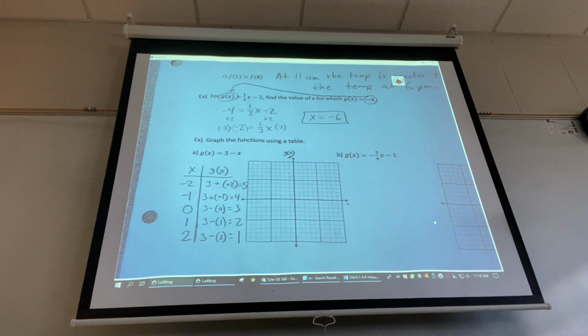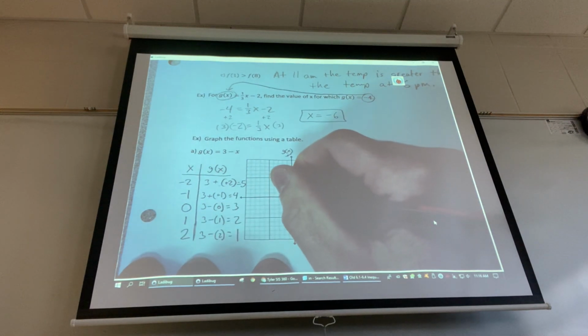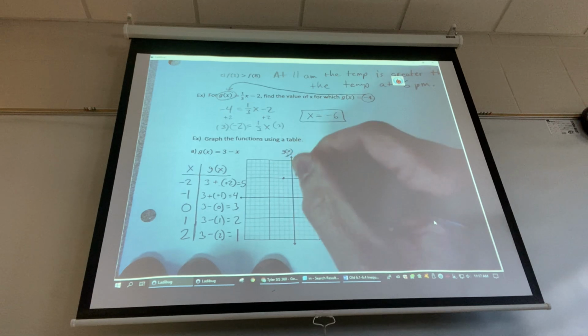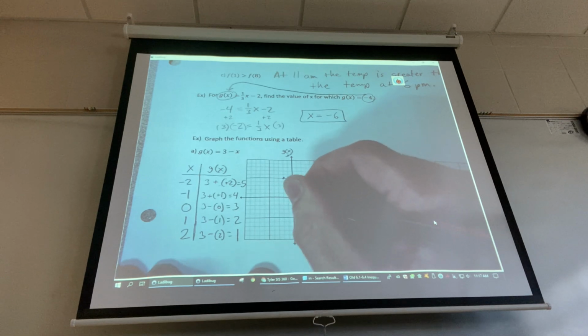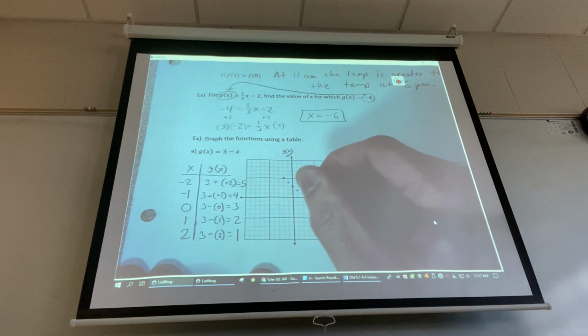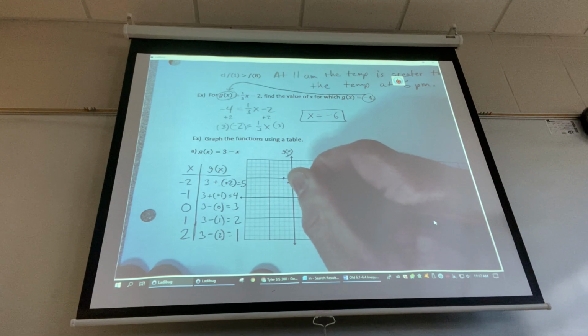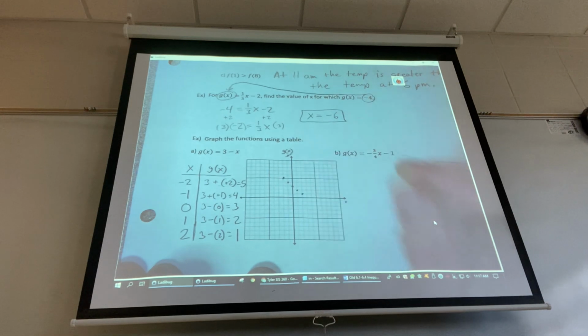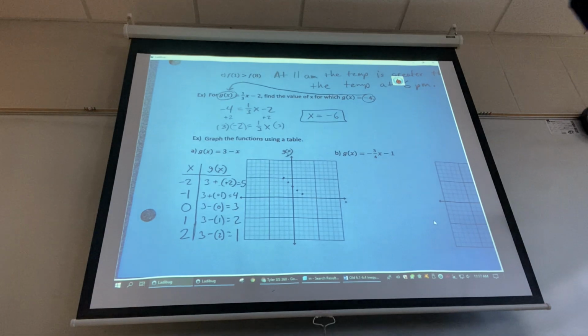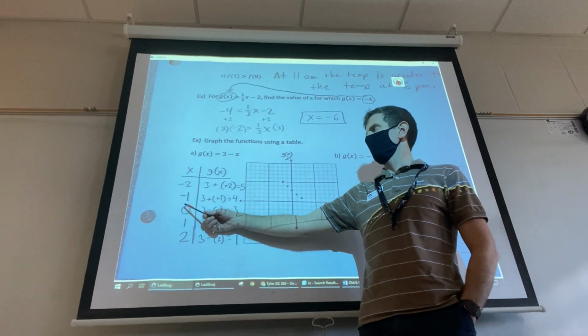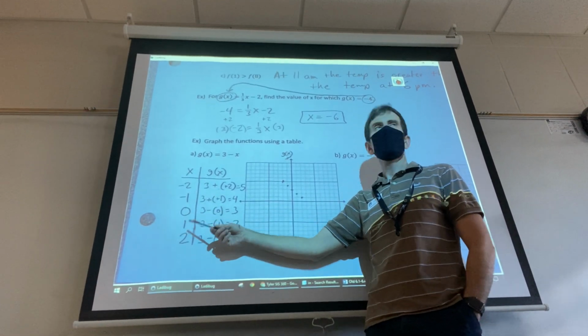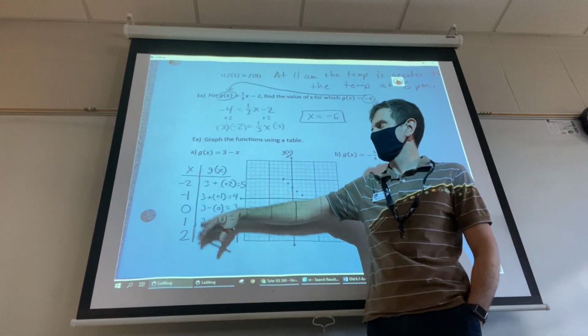Yeah. Okay. Let me just graph it. Now here's the thing. Could we have used fraction amounts? Could I have chosen -1.5? -0.5 plus 0.5? Could I have chosen lots of places in between?